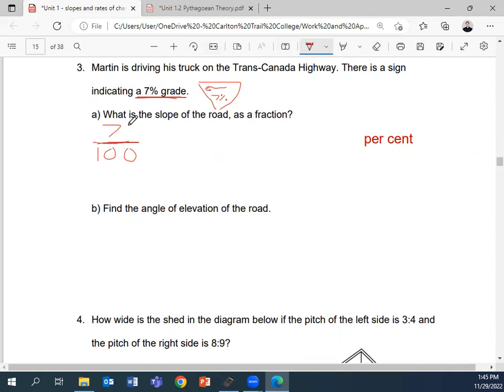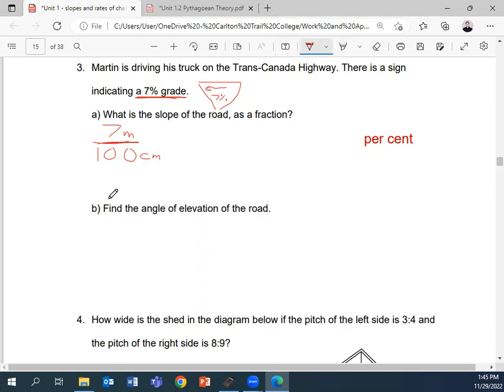So rise over run. This means the road goes 7 meters higher for every 100 meters you drive forward. So it's going to look something like this. You're going up something like this, which doesn't sound scary, but that's a lot. That's a really steep road. Cool. That's literally the question. That's A: 7 over 100.